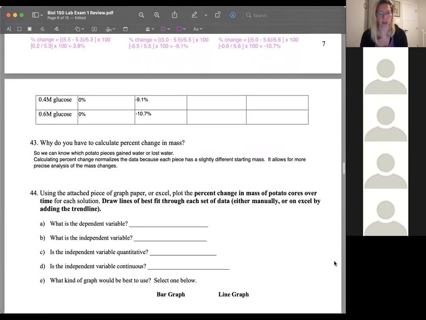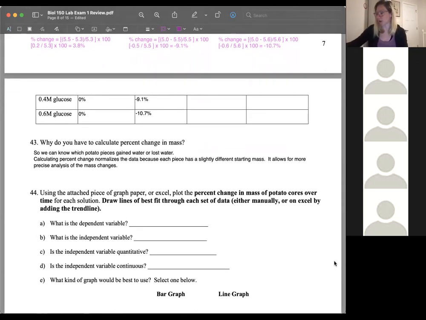Okay, so we're not going to actually graph this here, but we are going to talk about what the graph would look like. So first of all, given this data that we have, what are the two variables? What is the dependent and what is the independent? Percent change in mass is the dependent variable. Yes, exactly. So percent change in mass.